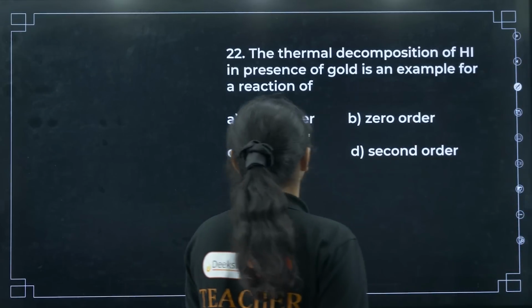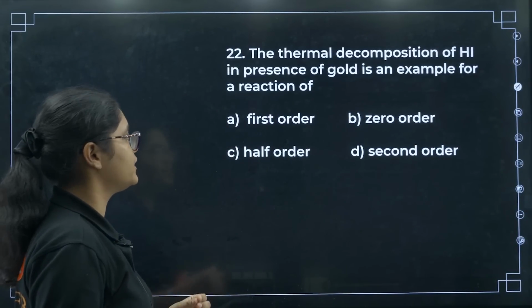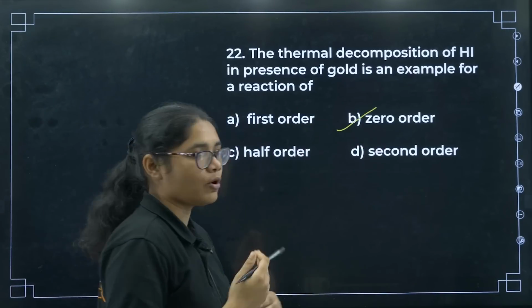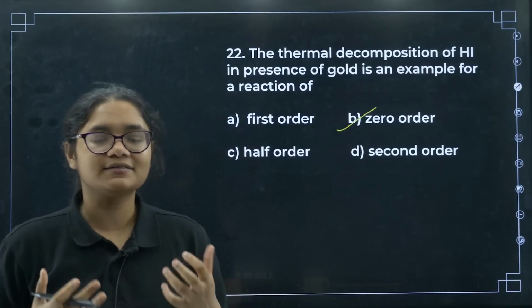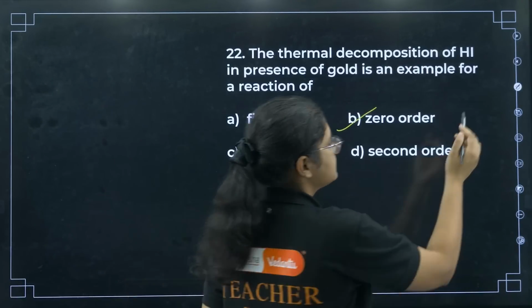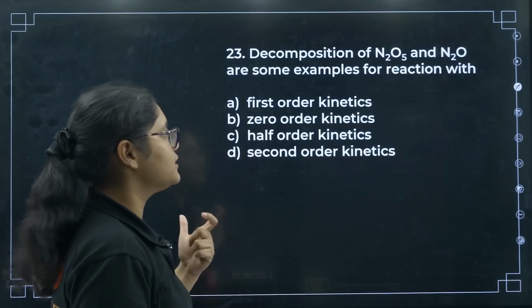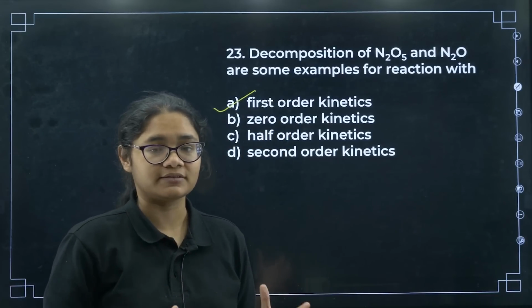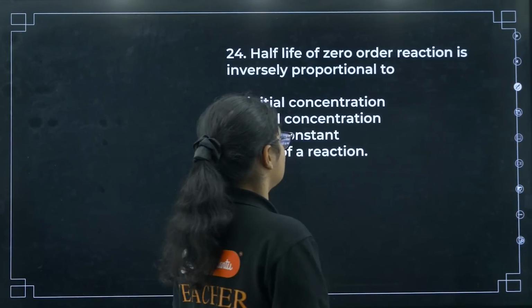Next we have question number 22. The thermal decomposition of HI in the presence of gold is an example of a 0th order reaction. Remember, all the surface chemistry reactions, where a catalyst is involved, are generally 0th order reactions. Decomposition of N2O5 is an example of a first order reaction. These are direct theory based questions, so please remember, N2O5 decomposition is a first order reaction.